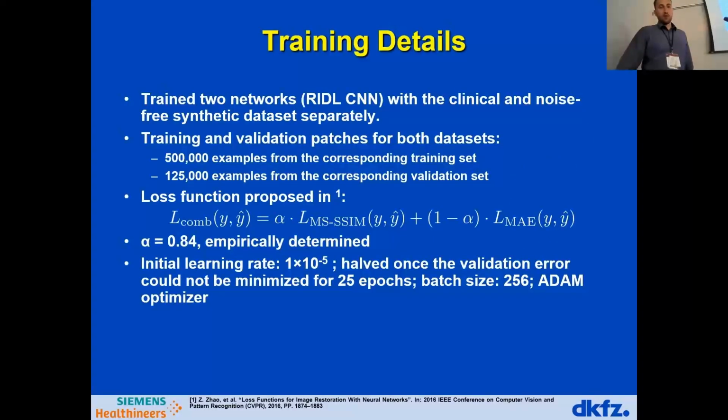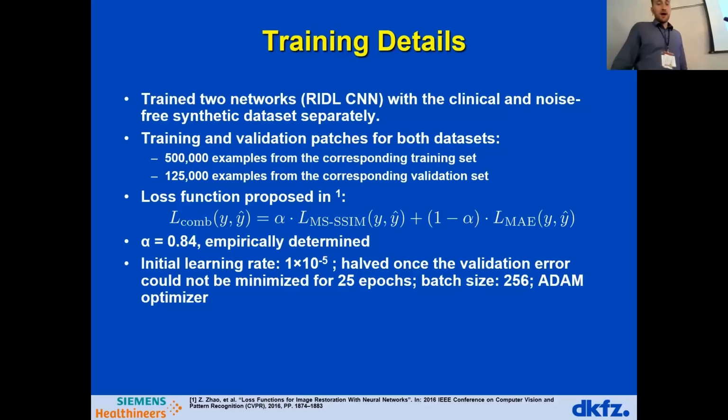Let's now continue with a few training data details. All in all, we trained 2 different networks, once with the clinical data set and once with a noise-free synthetic data set. For both networks, we generated 500,000 examples from the corresponding training data set and 125,000 examples from the corresponding validation data set.